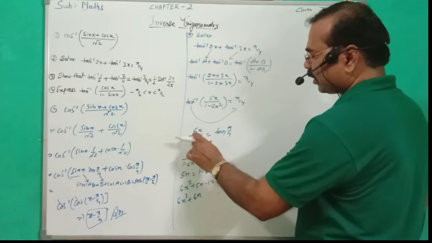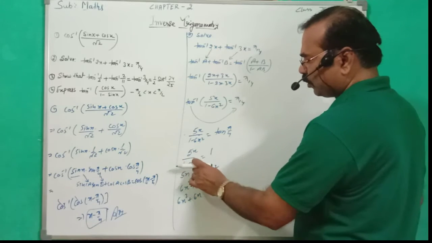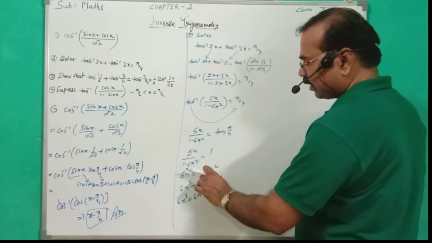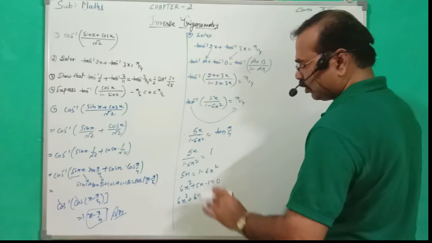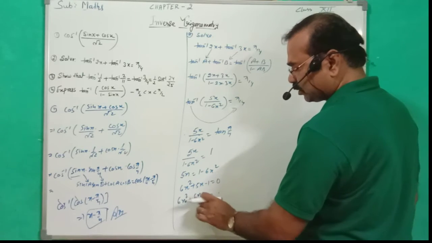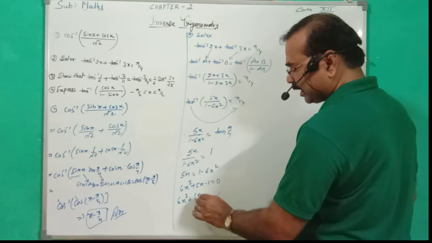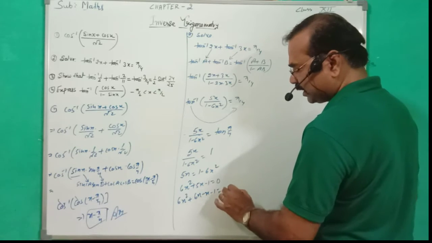Here, 5x = 1 − 6x². We can multiply: 5x is equal to 1 minus 6x². That minus becomes a plus, so we are doing the sum 5x + 6x², that is 6x² + 5x − 1 = 0.